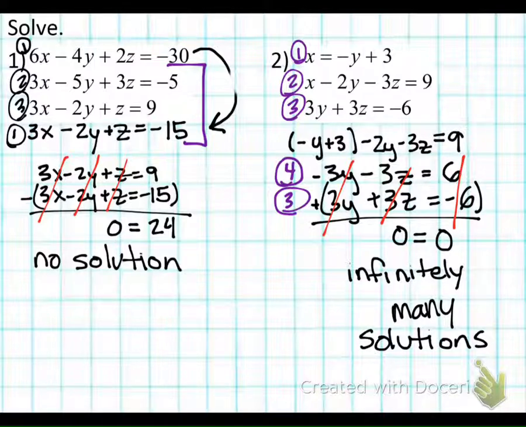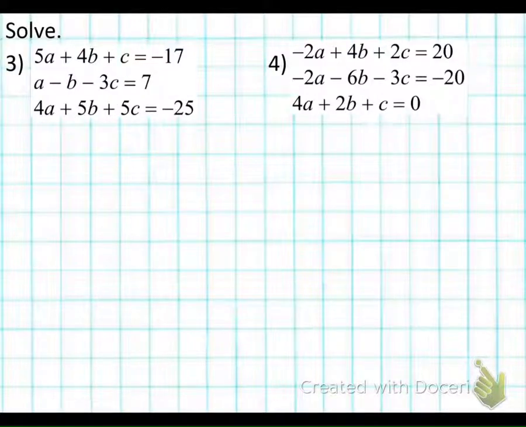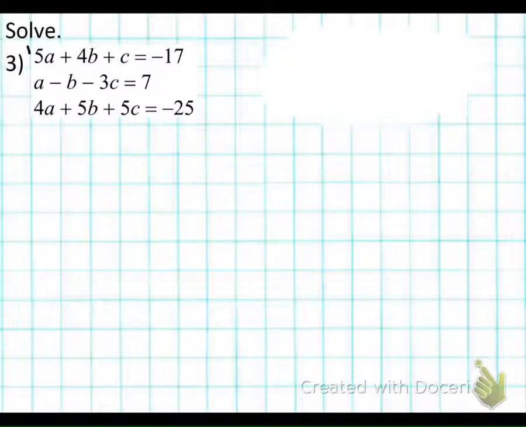All right, so let's go on to our third example. Number 3, we're not going to look at number 4. We're going to label these equation 1, 2, and 3. And then what do we see here? Talk to your partner, figure out what your strategy is here.